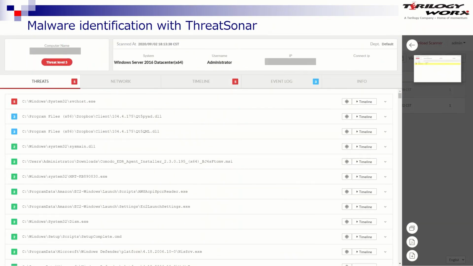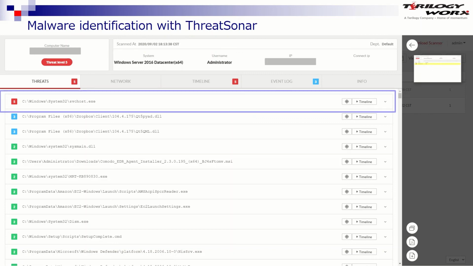ThreatSonar supports multi-level complex classification of events that may occur inside your network or system. Compared to the previous case with the EDR solution, we can see that ThreatSonar classifies events with different levels of threat. It means that we can concentrate on the really important alerts.